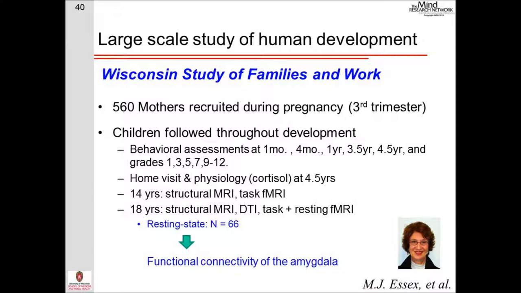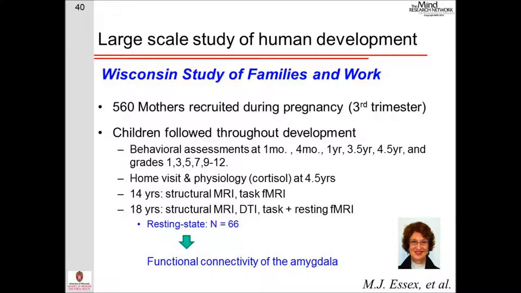From earlier studies by Marilyn Essex, they found that this early measure of cortisol predicted the individual's anxious behaviors during school age. So we said, maybe what we want to take a look at is this age 4.5 cortisol.